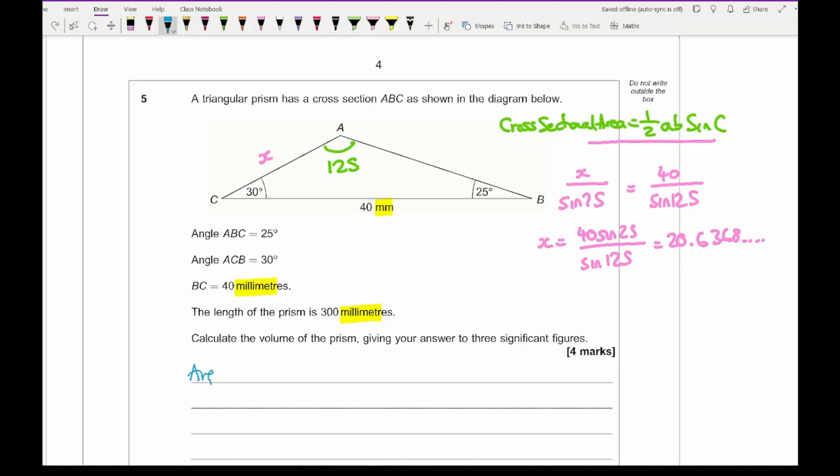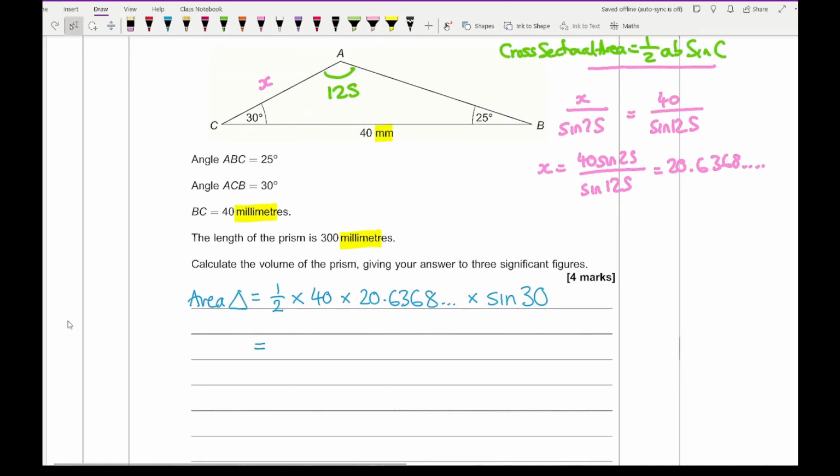Then from this I can work out the area of the triangle. The area of the triangle is equal to a half multiplied by 40 multiplied by the side x, which is what I've just found, 20.6368. You might still have this on your calculator so you can use the exact value. I need to multiply that by sine of angle C, which is 30. Typing that all into my calculator, I get an area of 206.368, and that's going to be in millimeters squared.